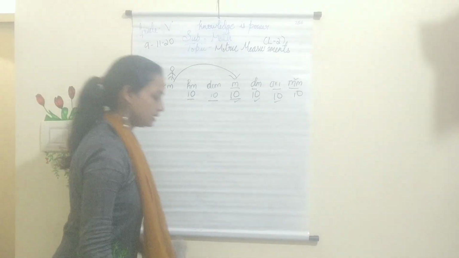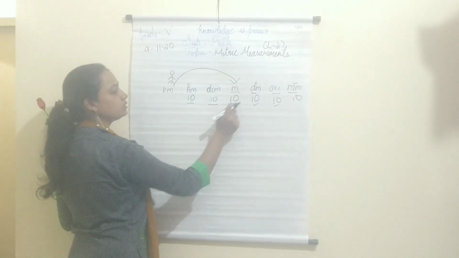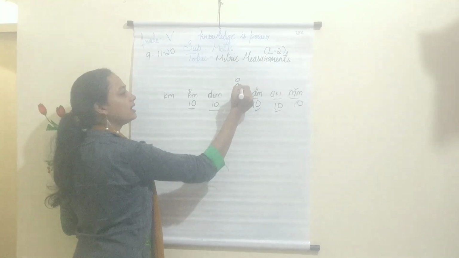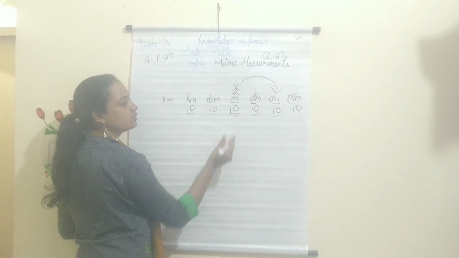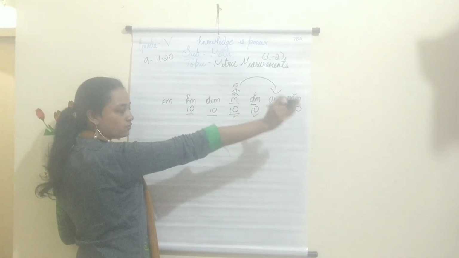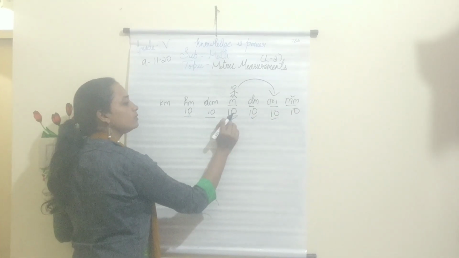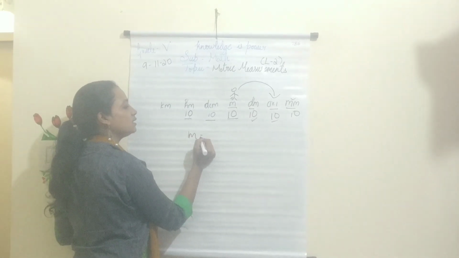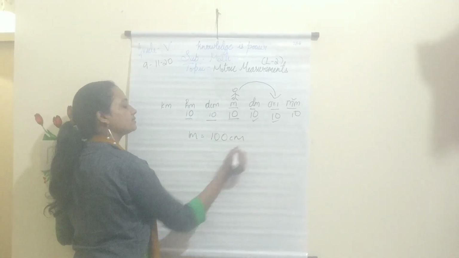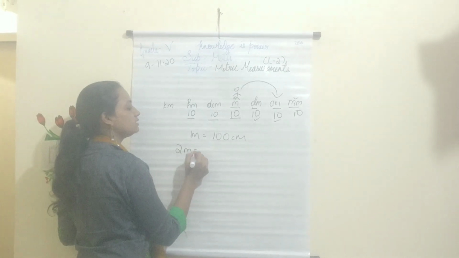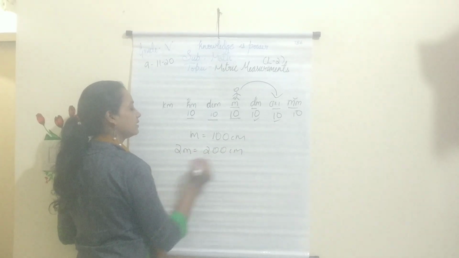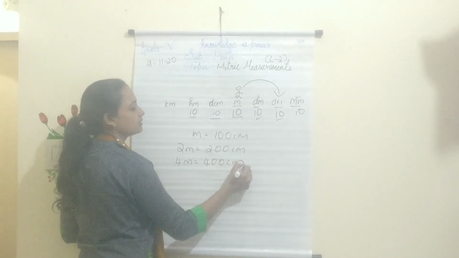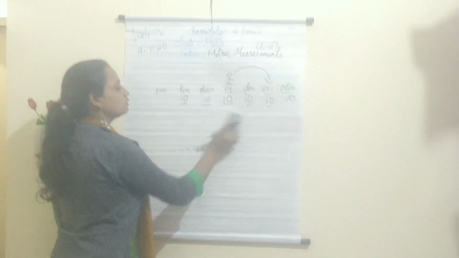So now let us convert from meters to centimeters. I am standing in meters and I have to convert it to centimeters. How many times should I multiply? I am going forward, so I should multiply with 1, 2, that is 100. So 1 meter is equal to 100 centimeters. If I have 2 meters, it is 200 centimeters. If I have 4 meters, it is 400 centimeters. It's like this. So you saw moving forward.